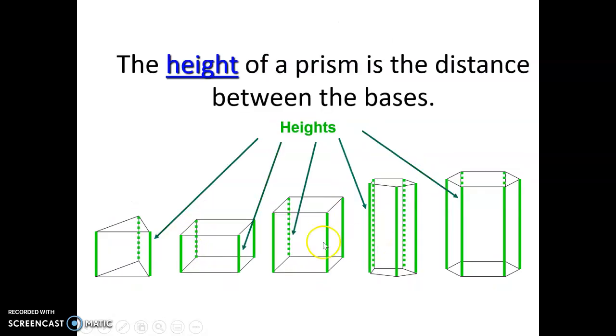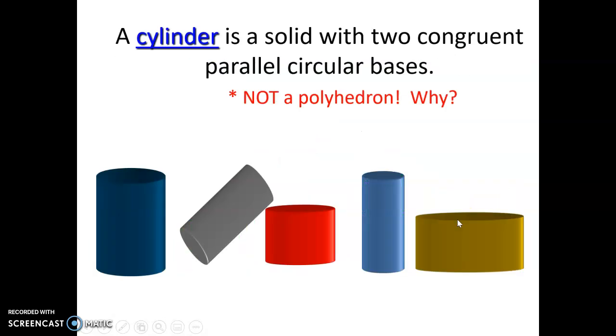Okay, the height of a prism is the distance between the bases. So you have a base here, the height is considered that connecting line at 90 degrees from base to base. And you can see it everywhere here. Now, a cylinder is kind of like a prism, but it's not a polyhedron, right? So a cylinder is a solid with two congruent parallel circular bases. Again, not a polyhedron. Why? Because the surfaces or faces are not polygons. But it is like a prism in that it has two identical bases parallel from each other.